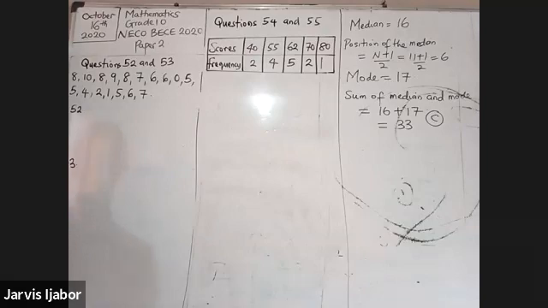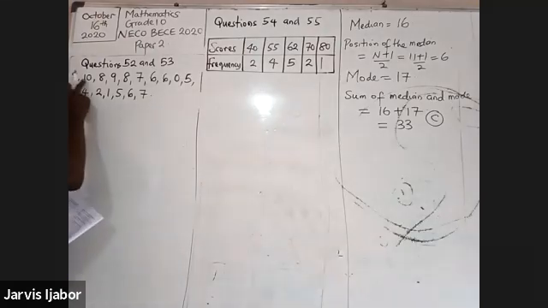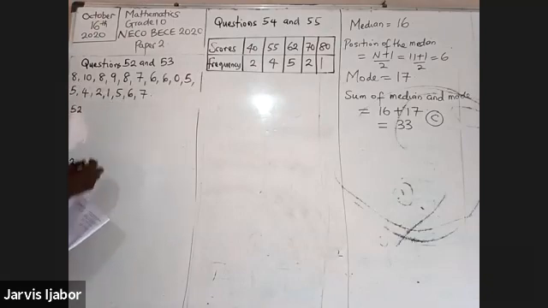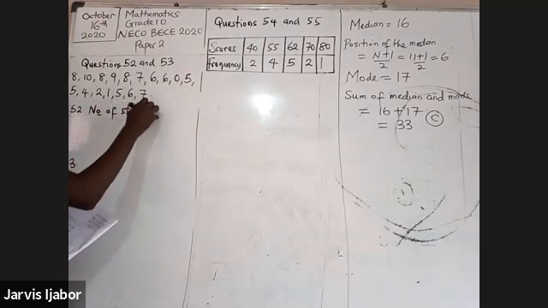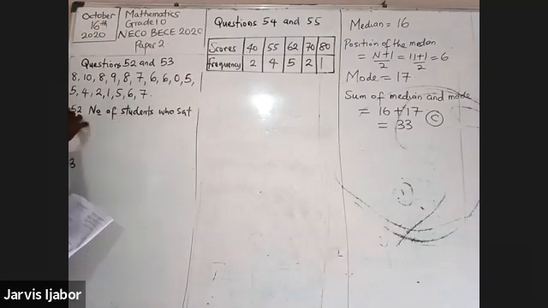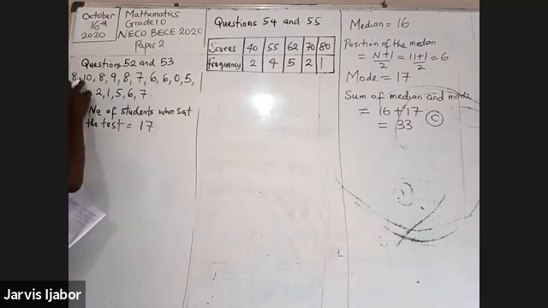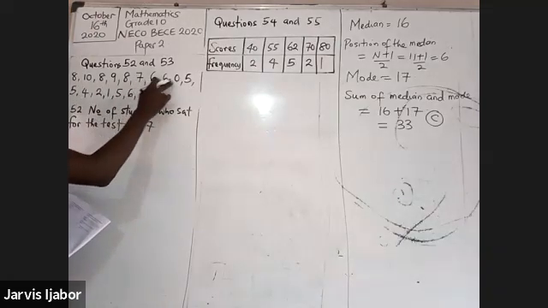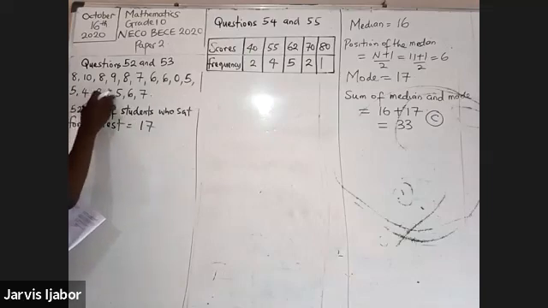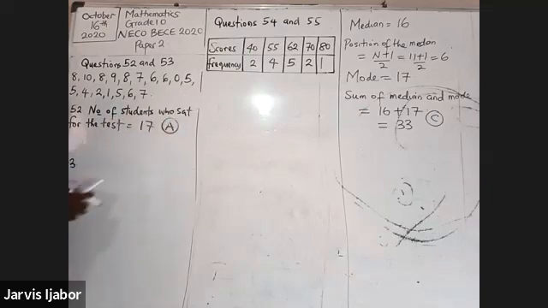Okay, we're on to the next question. Question 52 says, how many students sat for the test? To do that, all you need is to count the data provided to you. So the number of students who sat for the test will be equal to 17. 1, 2, 3, 4, 5, 6, 7, 8, 9, 10, 11, 12, 13, 14, 15, 16, 17. So that option will be A.